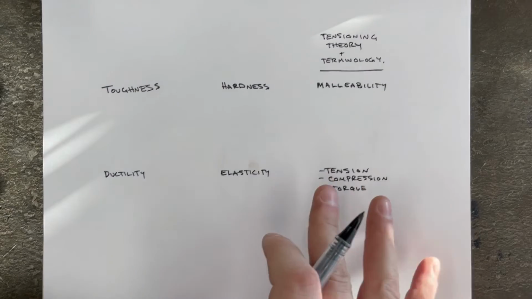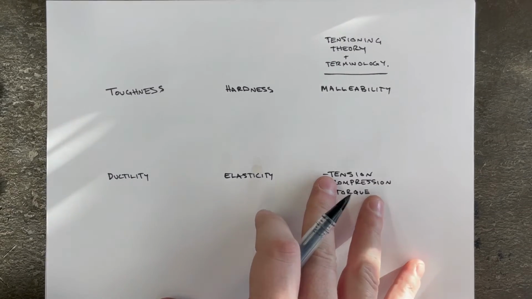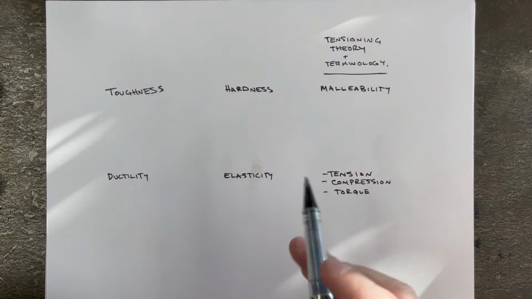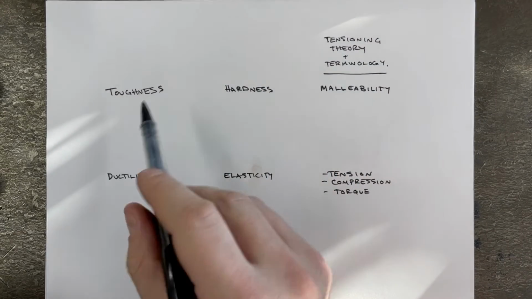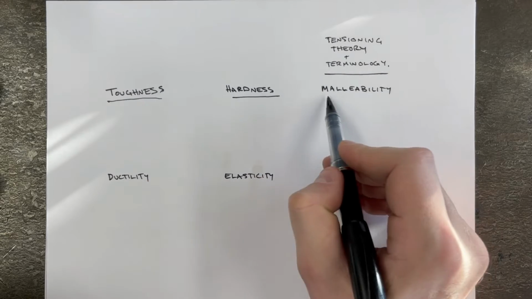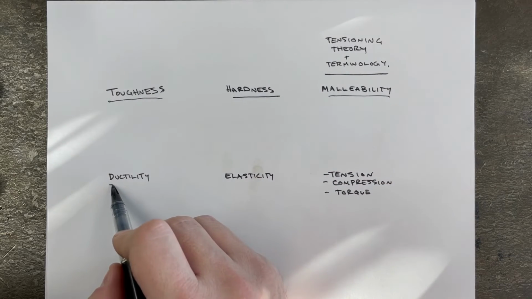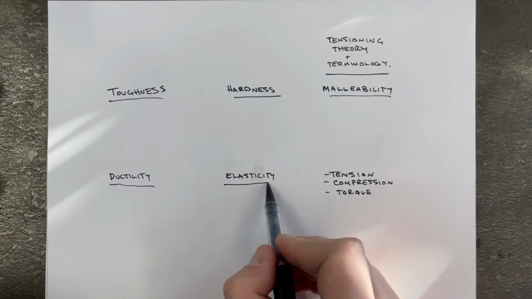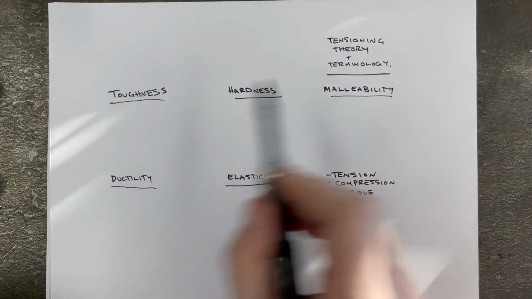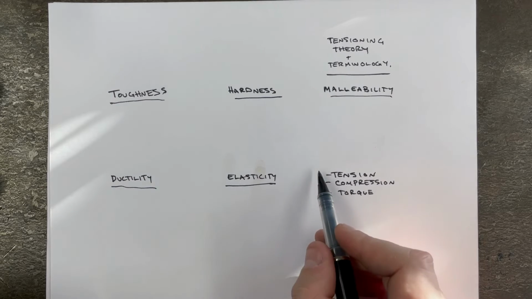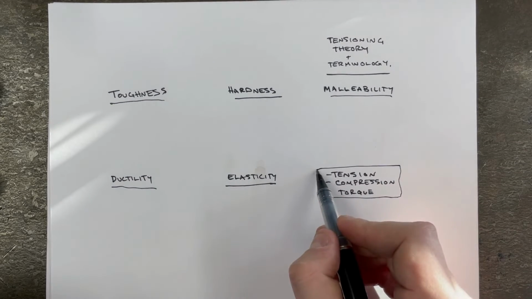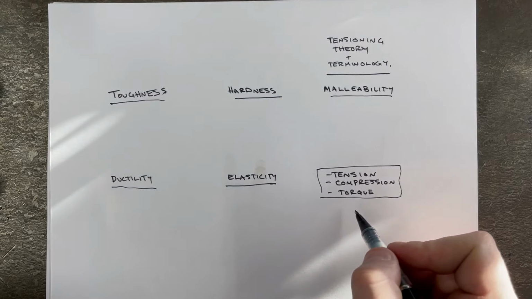Okay, let's talk about some of the terminology that you need to understand when we are talking about the application of fasteners. The first, toughness, hardness, malleability, ductility, and elasticity are five properties of metal, and then these three here, the tension, compression, and torque, are forces that can be applied.